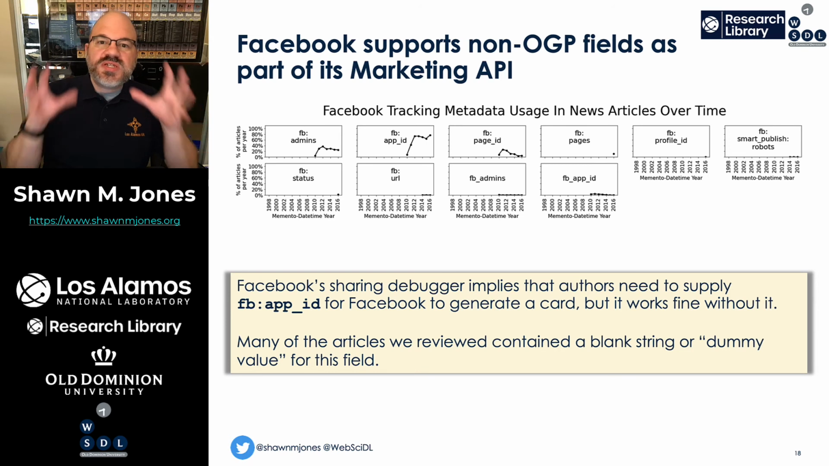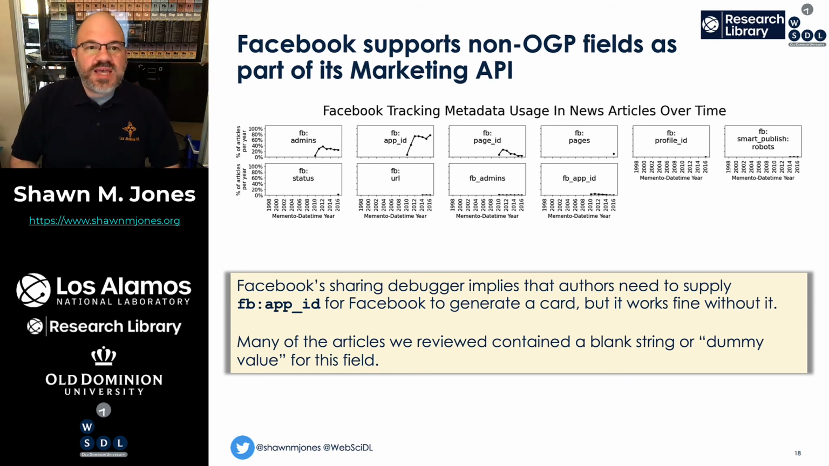So if it's not present here, these same pages also have the Open Graph fields. And Facebook supports non-Open Graph Protocol fields as part of its marketing API. But the only field that seems to have experienced growth is FB:app_id, which is implied by Facebook's sharing debugger to be necessary for a card. But based on our testing, it works fine without it. And many of the articles we reviewed contain a blank string or dummy value for this field.